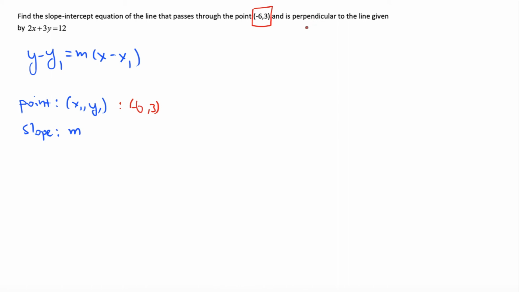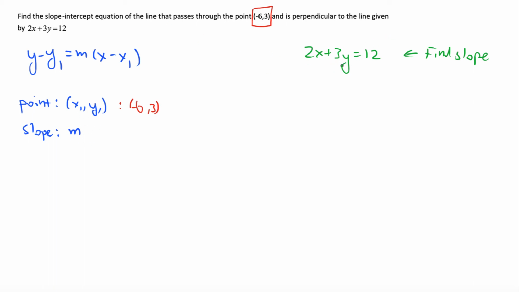We are given that the line that goes through this point is perpendicular to this line right here. And what do we know about perpendicular lines? We know that perpendicular lines have negative reciprocal slopes. So what do you think we have to do here then? We should find the slope of this line and then take the negative reciprocal, because then that will be the slope of this line right here.